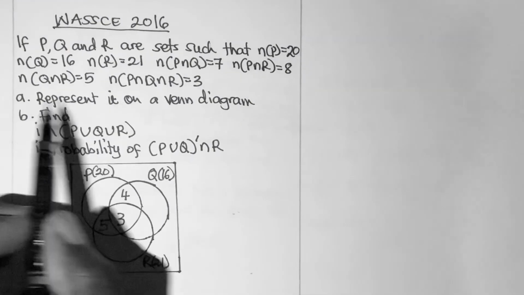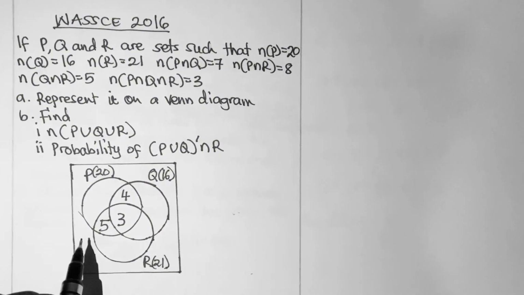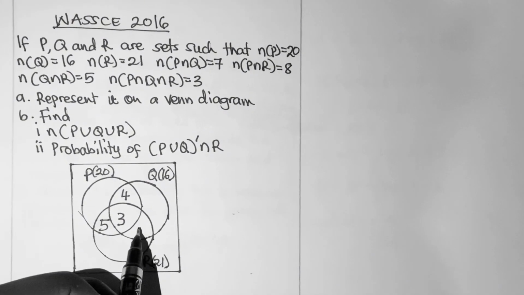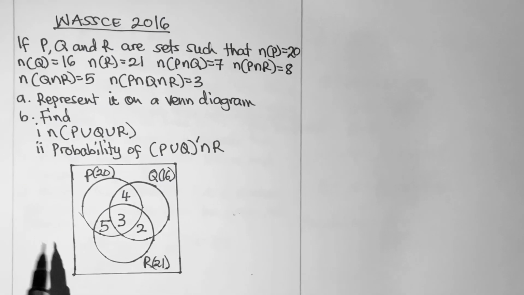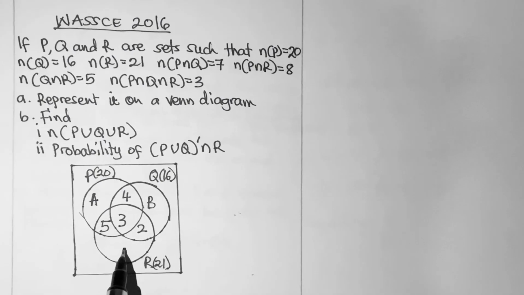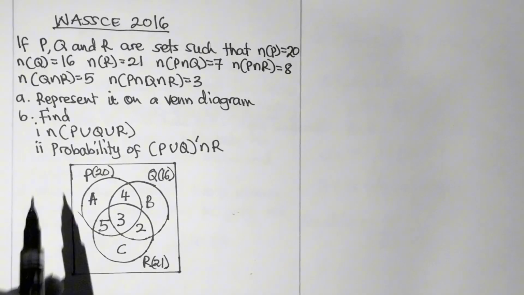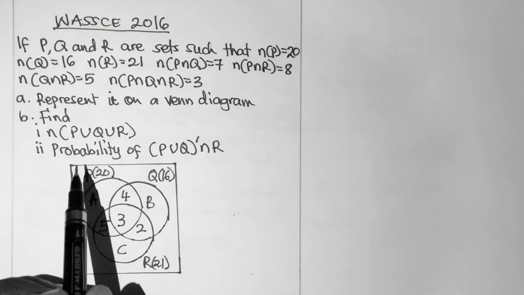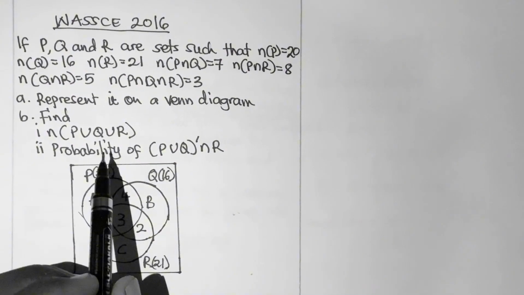And then we have Q intersection R is 5. So Q intersection R here is 5. 5 minus 3 is 2. So now, we can represent the rest by capital A, capital B, then capital C. So we've represented it on a Venn diagram. So now he says we should find number of P union Q union R.